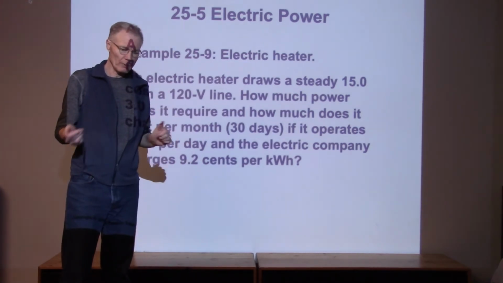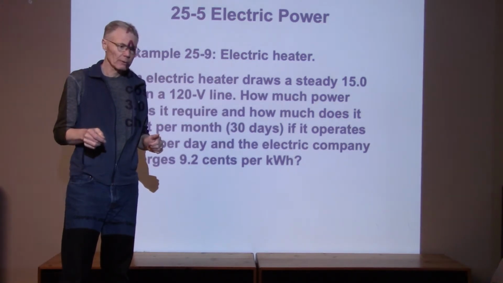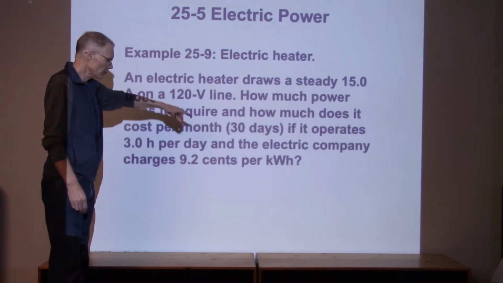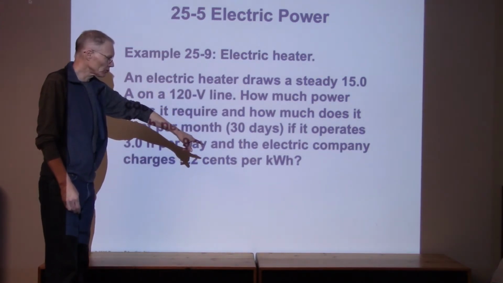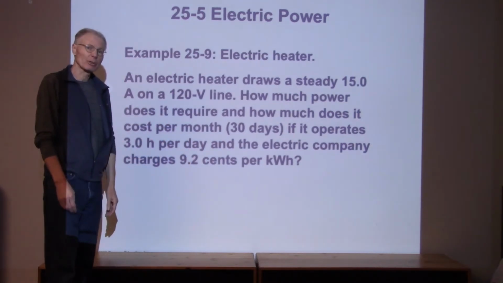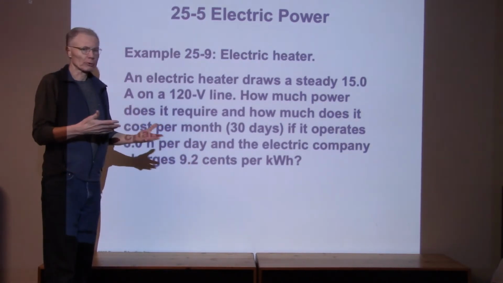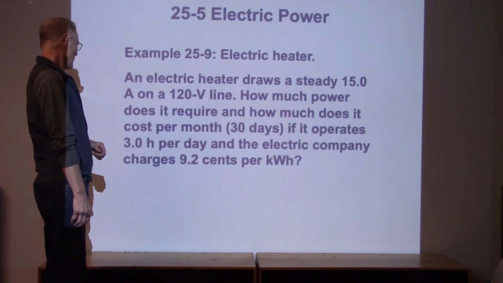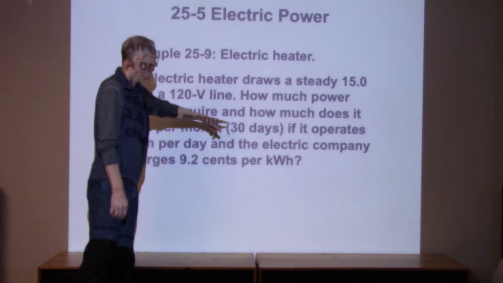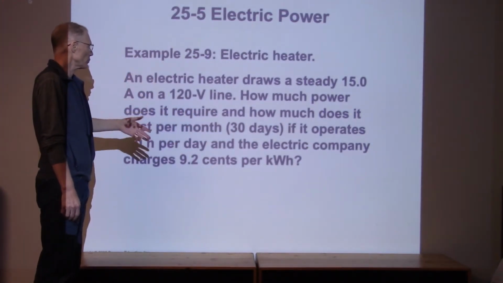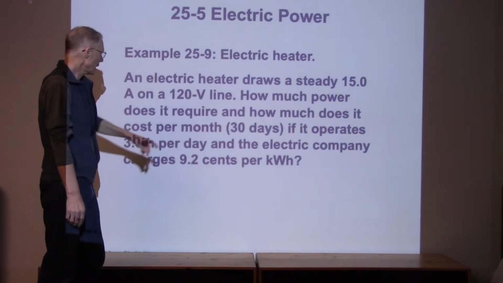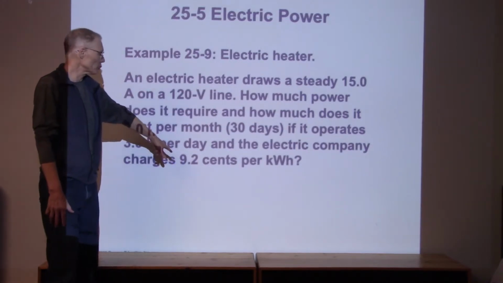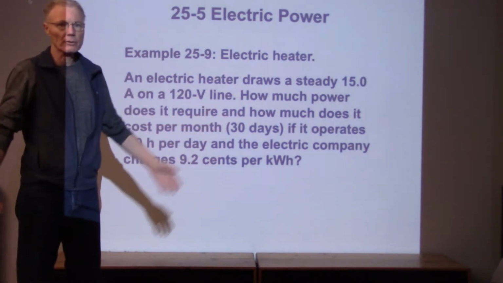What we do when we're working with AC is work in terms of these RMS averages. So this 120 volts that represents the voltage of our outlets is actually an average voltage. It's averaged over time, and so that's an RMS value. The question is how much would it cost to have this electric heater turned on for 30 days. Now, they've got much cheaper electricity than we have. Their electricity is only 9.2 cents per kilowatt hour, and ours is like 20 cents.